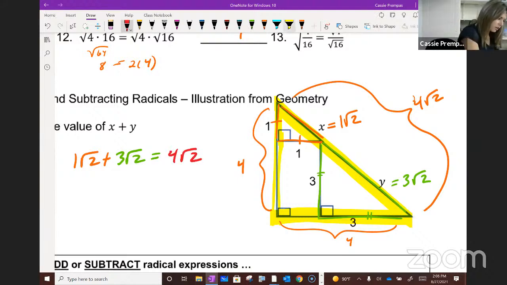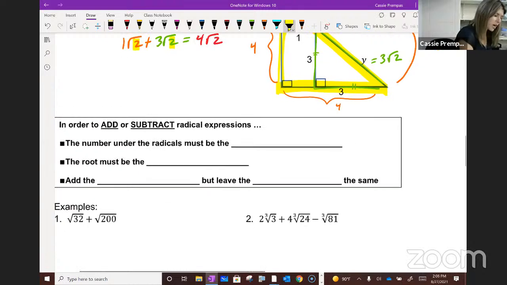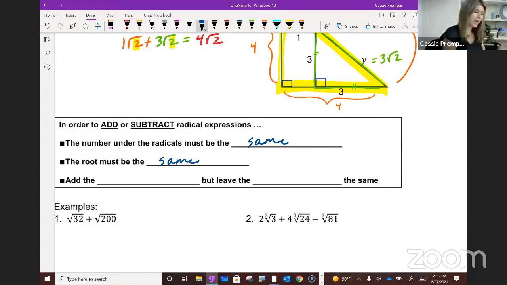Moral of the story, you need like radicals. They have to have the same number under the radical and the same index, and then you add the coefficients in front. So that's the key components to adding and subtracting radicals. The number under the radical must be the same. The root must be the same. You're going to add the coefficients, but leave the radical the same.